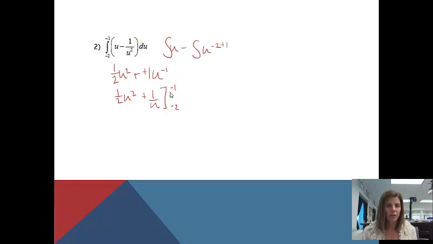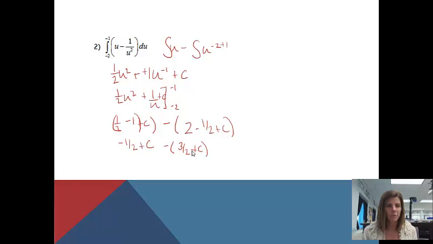at -1 and at -2. When I plug -1 into this problem, I will end up getting 1/2 minus 1 plus c. Whoops, I forgot my plus c up here. Plus c, there we go. And then minus, when I plug -2 in here, I will end up getting 2 minus 1/2 plus c. Then 1/2 minus 1 is -1/2 plus c, minus 2 minus 1/2, which will be 3/2 plus c.